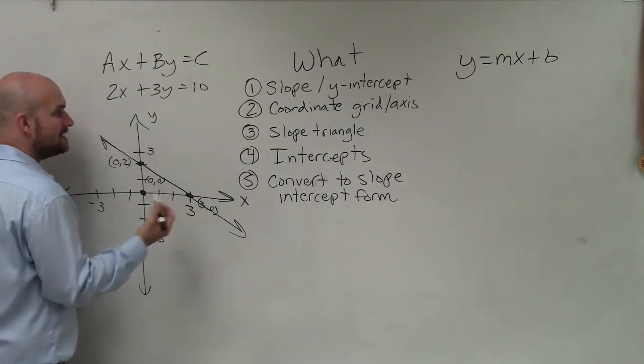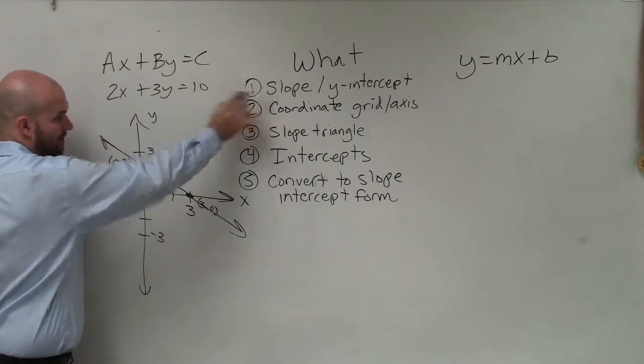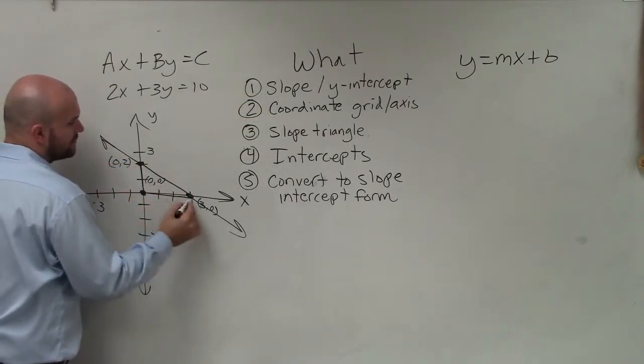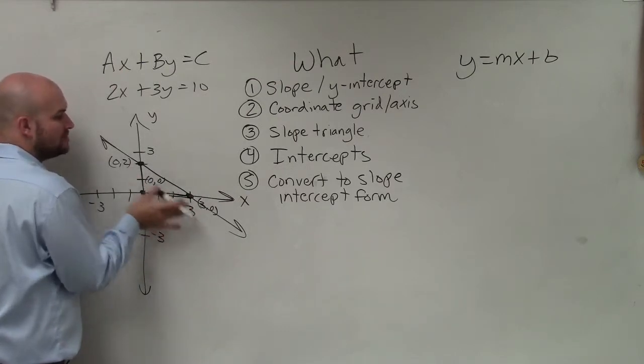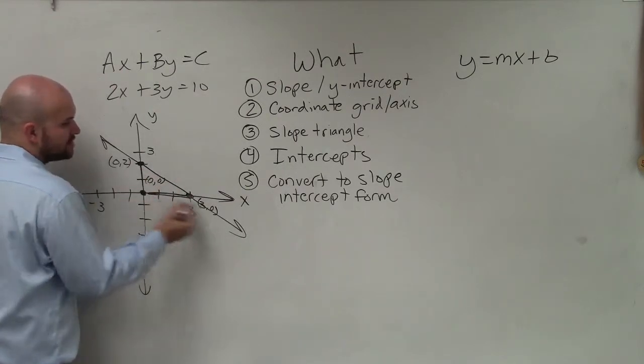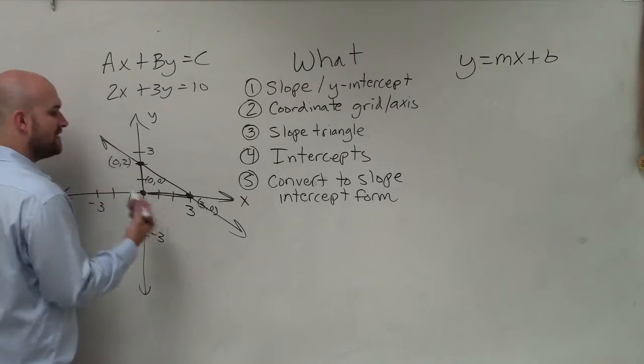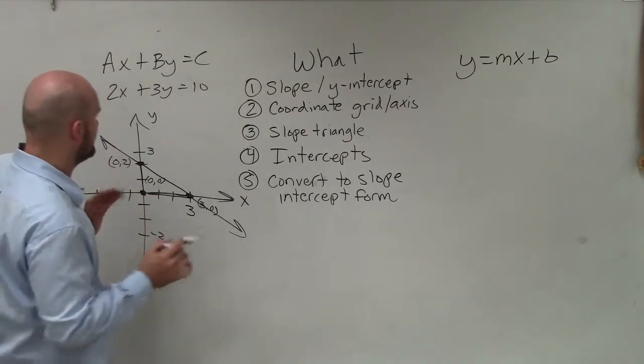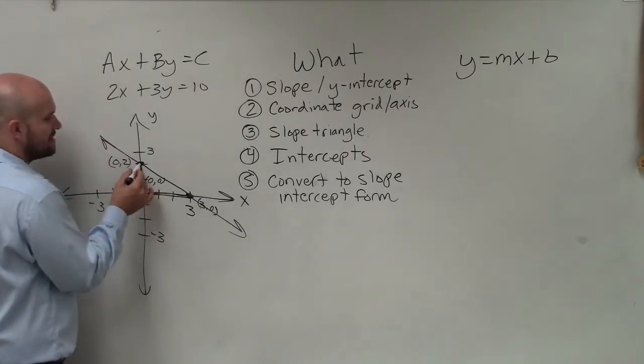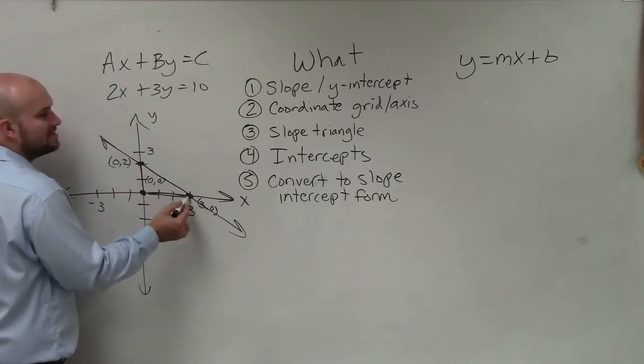But remember, the slope is a ratio. It's the change in the y over the change in the x between any 2 coordinates. So it's very important, when converting to slope-intercept form, that you understand that we graph the y-intercept, and then we use the slope to find the next point.